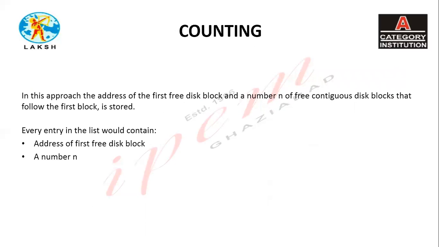Counting: in this approach, two things need to be kept in mind. It contains the address of the first free block, and the number of free contiguous disk blocks. Suppose the first block was the 5th and after it there were 5 free blocks; then I keep the address of the first one, and after that the number of free blocks that follow. So every entry in the list will contain these two things: the address of the first block and the total number of free blocks.